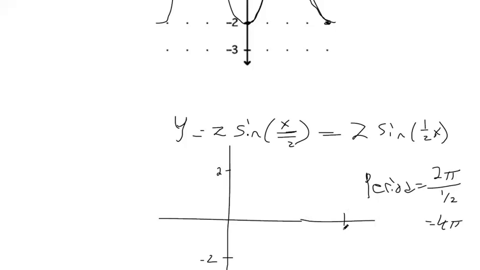So here's 4 pi. That means I need to be back to this dot right here by the time I get to 4 pi. Because sine starts at the center of that sinusoidal wave. It goes up to 2, down to -2, and then it comes back to 4 pi. You could do the reverse on the other side.